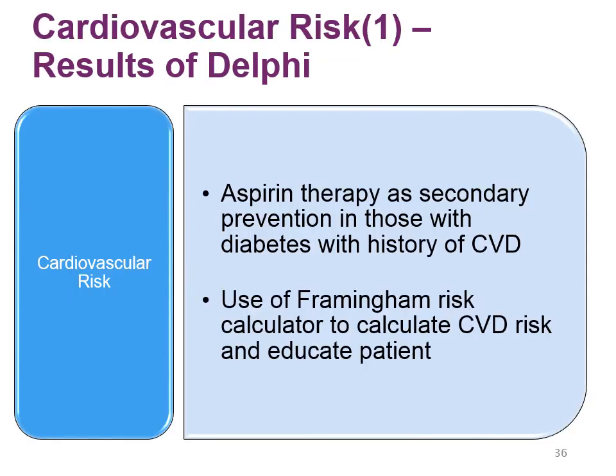So the last indicator of a simpler tool is the R, which is the cardiovascular risk reduction strategy. In this case, the Delphi consensus was aspirin therapy as secondary prevention in those with diabetes with history of cardiovascular disease. So it's only as a secondary prevention, and the use of Framingham risk calculator to calculate cardiovascular disease risk and educate patient. So just remember that aspirin is not indicated for primary prevention.